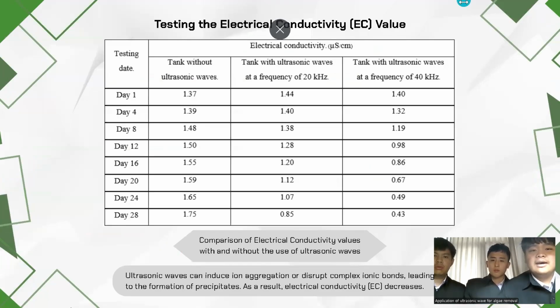Next, testing the electrical conductivity or EC value. From the table, it can be observed that the EC for tanks with ultrasonic waves tended to decrease over a period of 28 days, indicating improving water quality. It was also found that the water quality was better and more effective for algae control at the 40 kHz frequency.